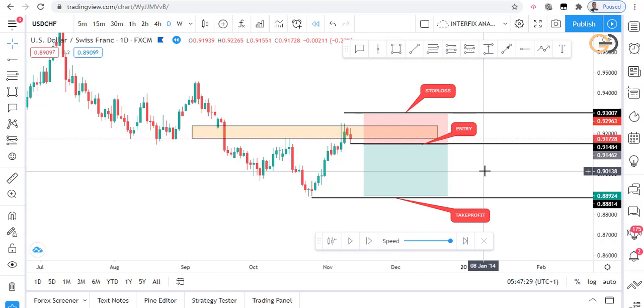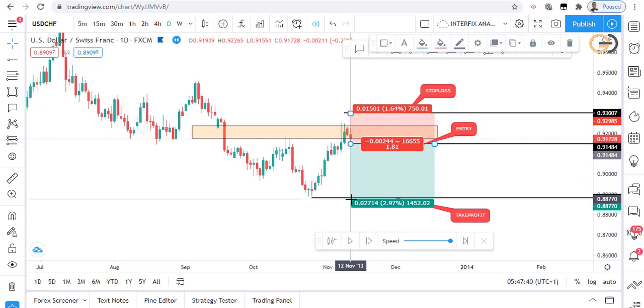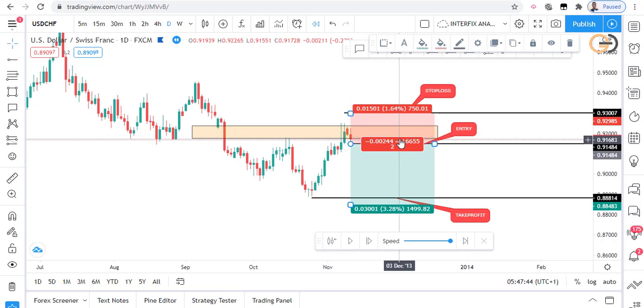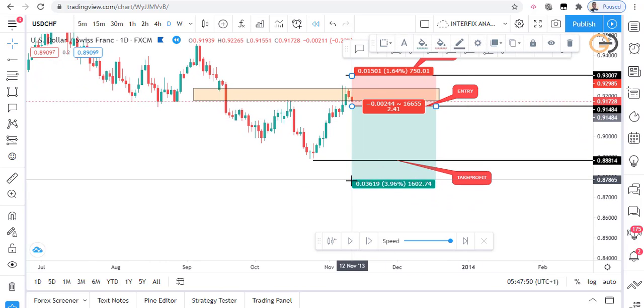So right now we have entered the market, and then our risk to our reward, we are using 1% of our account to get at least 2%. At least 2%, 1 to 2 risk reward ratio. We are risking 1% to get 2% of our account, but the target is 3%.